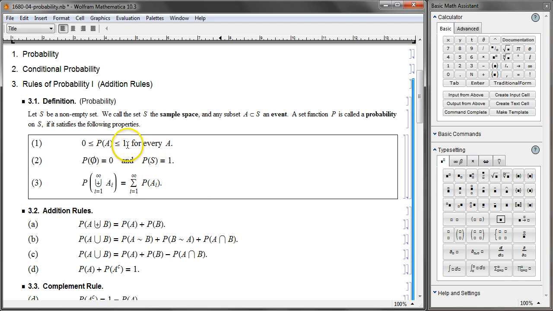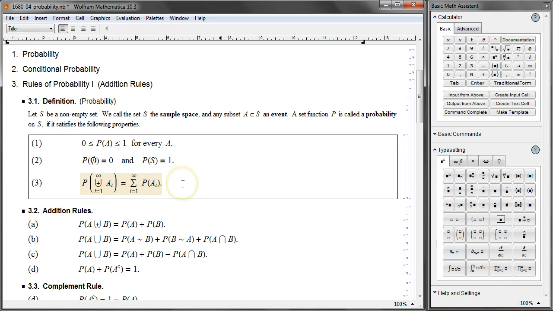A set function P is called the probability on S if it satisfies these conditions. Number 1, any probability is between 0 and 1. We discussed this before. The probability of an empty event is 0. The probability of the entire sample space is 1. Again, the same as what we discussed before.